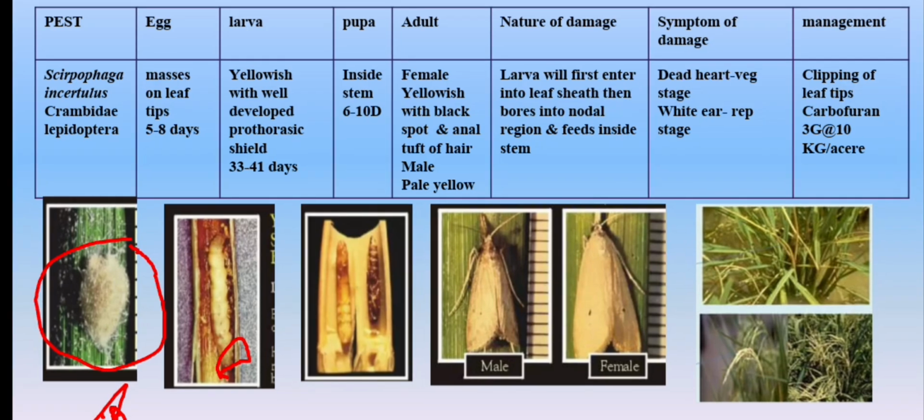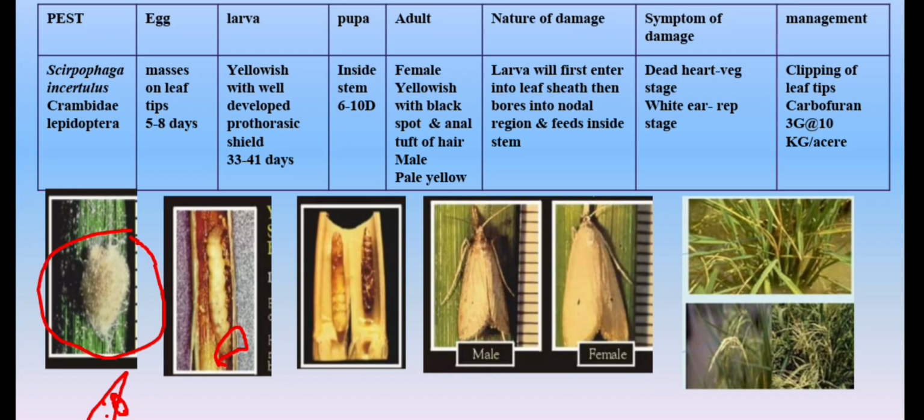Pupation. So it is a stem borer. Generally the pupation will take place inside the stem, and the pupal duration is 6 to 10 days. Coming to the adult is a yellowish colored moth, and generally the female insect, so this is the adult female, and the female insect is yellowish in color with 2 black spots on the forewings. Here you can see the black spots are present on the forewings and with the anal tuft of hairs.